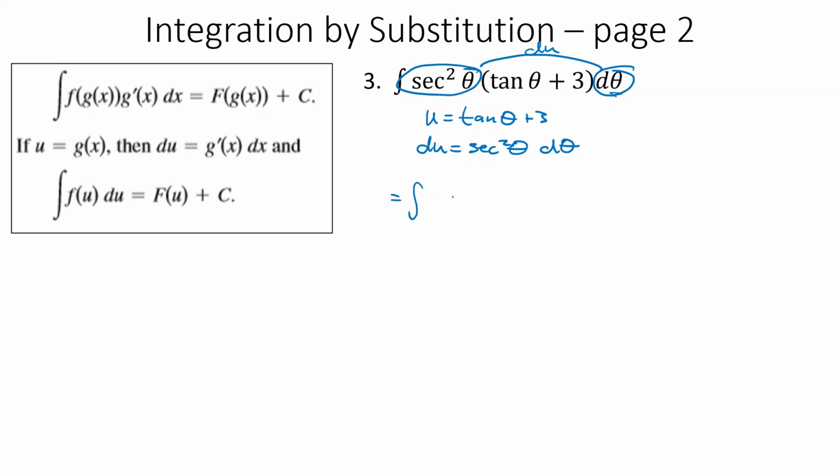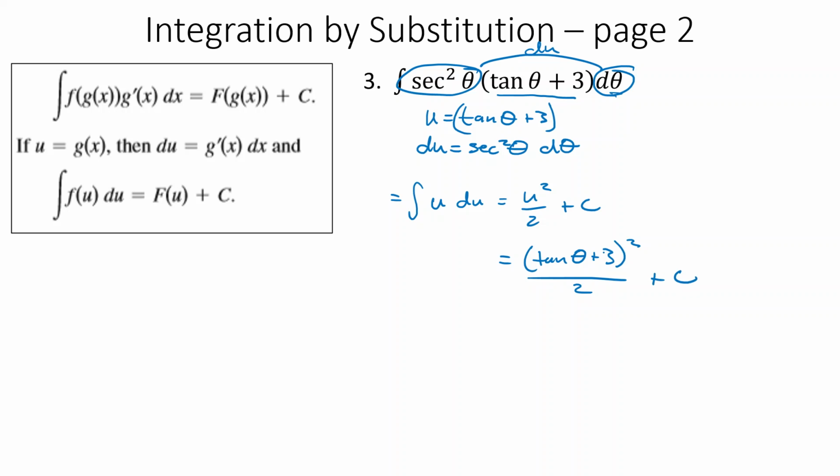So we get that this is the integral. This whole thing in here is u. And the other stuff is all just du. So the integral of u is u squared over 2 plus c. And then we plug back in what u was equal to, which is tangent of theta plus 3. So we say tangent of theta plus 3 squared over 2 plus c. Don't bother multiplying that out. Just leave it right there. There's our answer.